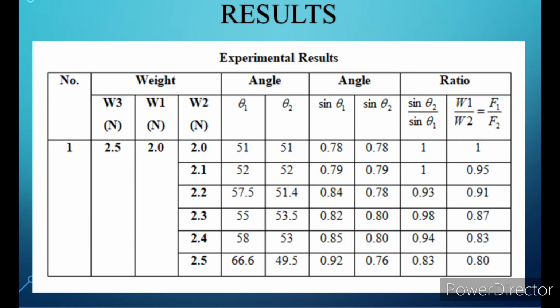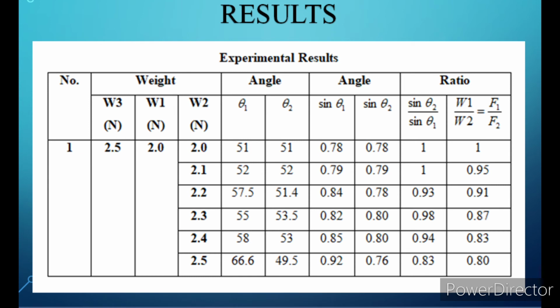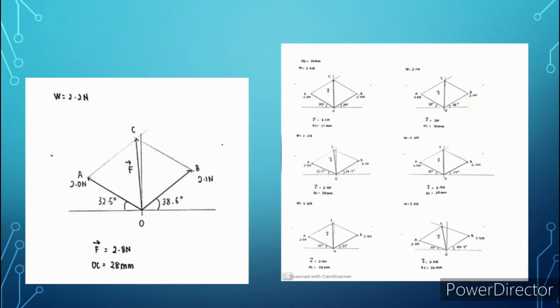My name is Faris Nakib bin Muhammad Noor, and I will present about the result. Here we can see there are two tables: the experimental result table and the calculated result table. In the experimental result table, we got all the values from the experiment, and in the calculated result table, we got the calculated results. The values are not too far apart between the experimental result and the calculated result, which comes from the theory given.